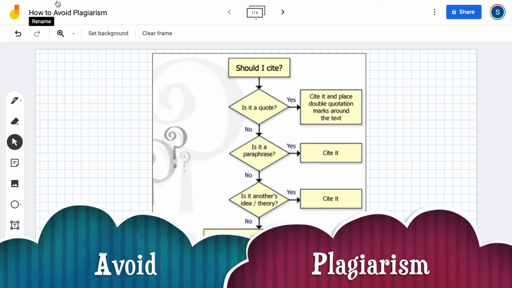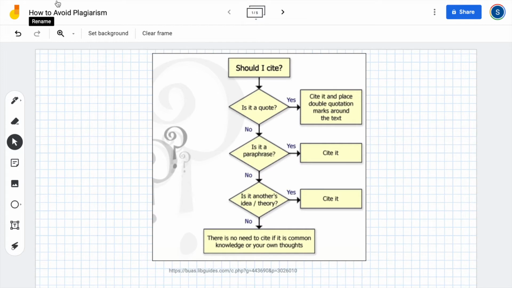This video will guide you on how to avoid plagiarism. You can use this before you start a research project or any assignment where you will be using information from various sources for your work.